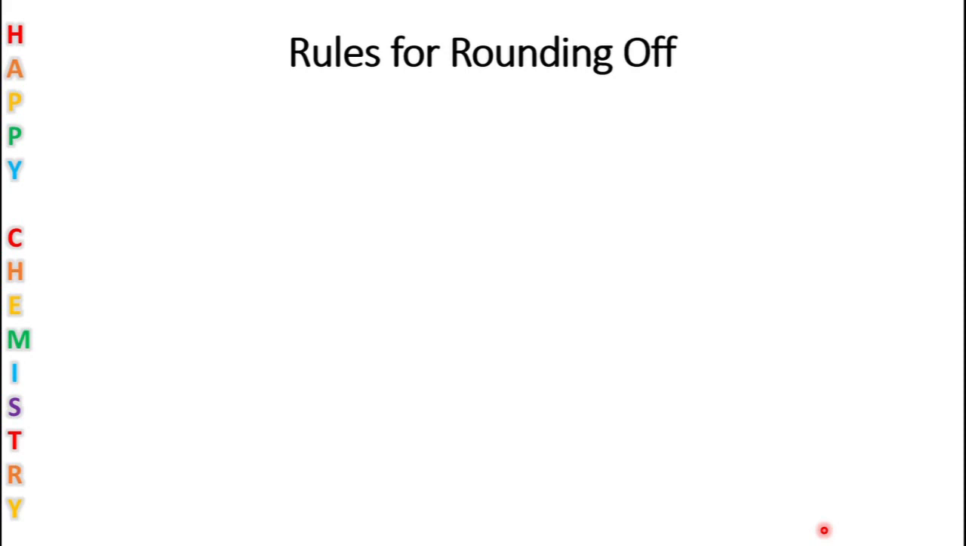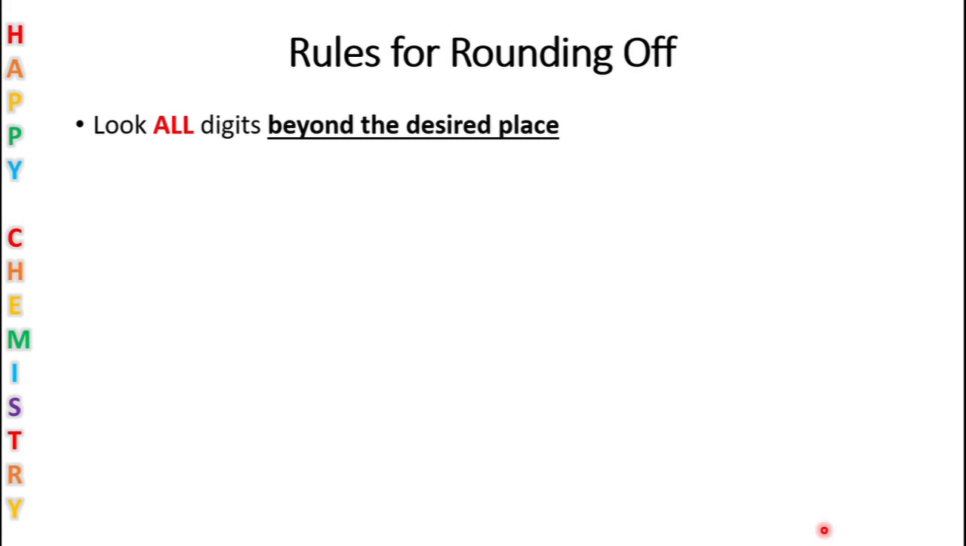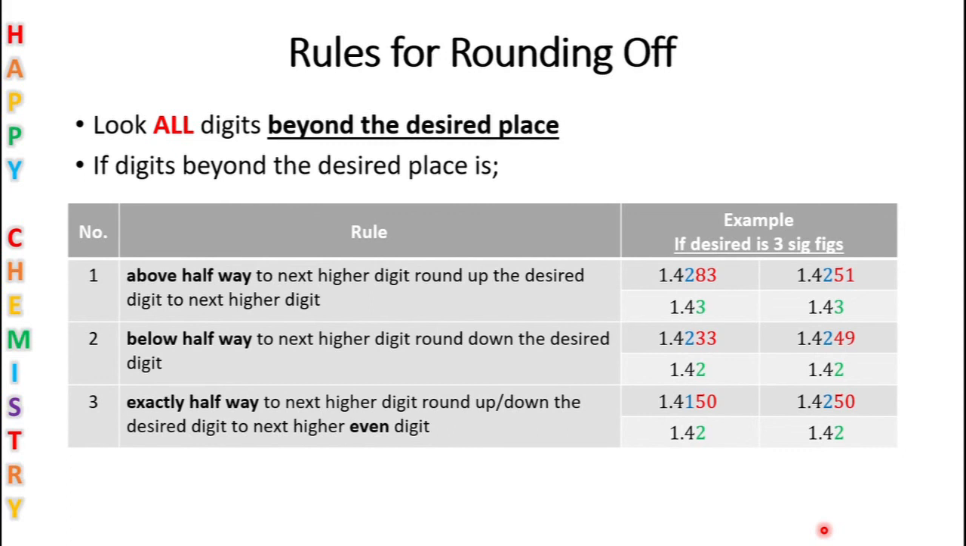And then the general rule is you have to look at all the digits beyond the desired place. I repeat, look at all the digits beyond the desired place. According to how the rest of the digits look, there are 3 different rules. We will talk about these 3 rules. Each rule is given 2 examples, assuming the desired number of significant figures is 3.